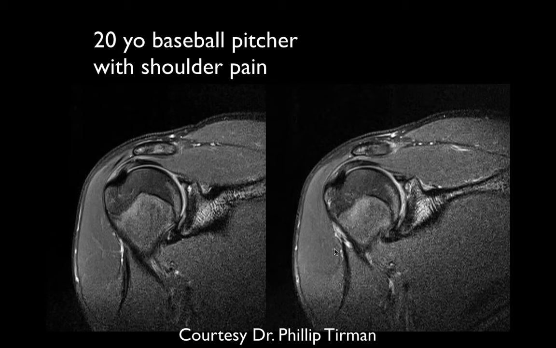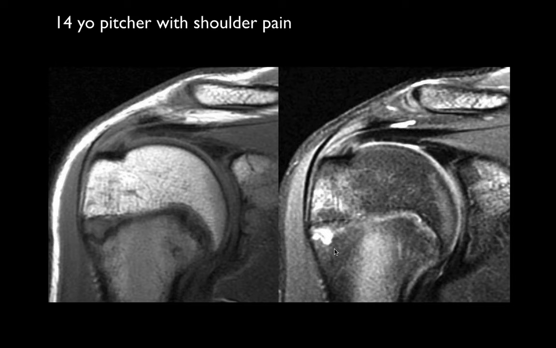Okay. Let's see. I think we're back to Jonah. Last case, John, a 14-year-old. Yes. You see a little subdeltoid bursitis there? Yes, I do. Okay. Probably a little bit of strain injury to the supraspinatus, but it's still intact.